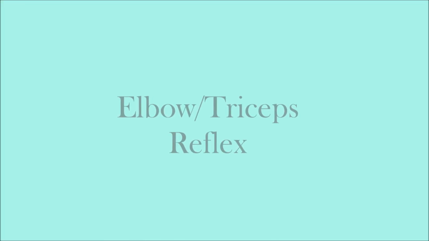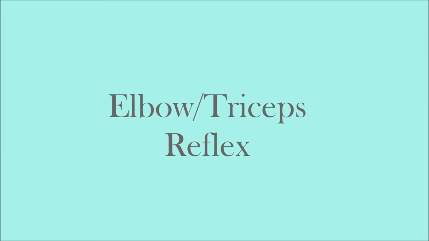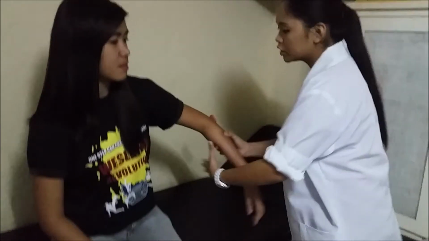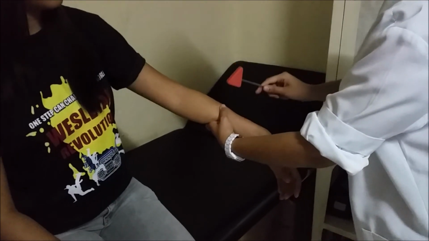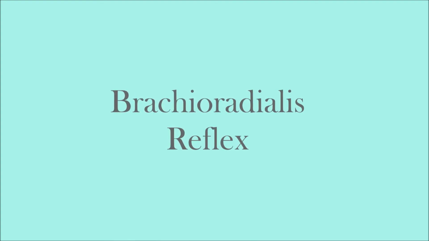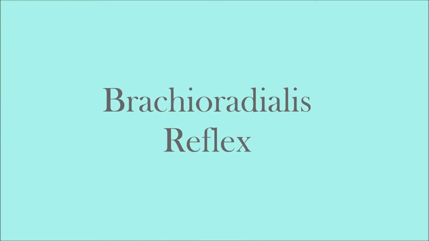The triceps reflex is measured by striking the triceps tendon directly with a hammer while holding the patient's arm with your other hand. Her brachioradial. The brachioradialis reflex is observed by striking the brachioradialis tendon directly with a hammer when the patient's arm is resting.